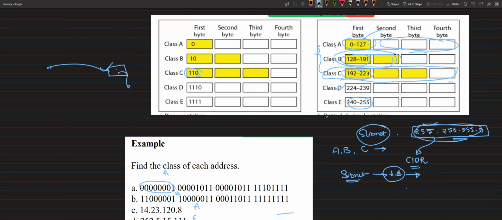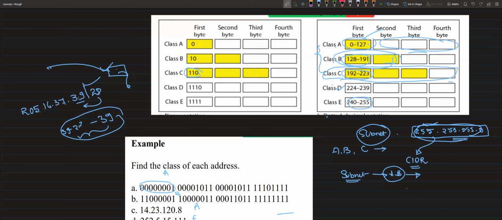In classless addressing, we assign a block of addresses to a particular group. For instance, if I have 205.16.37.39 slash 28, what people will do is 39 minus 28 to 39. That many addresses are assigned to a group. This is the representation of how we say it, but from 39 minus 28 up to 39, that many addresses we assign to a particular group.